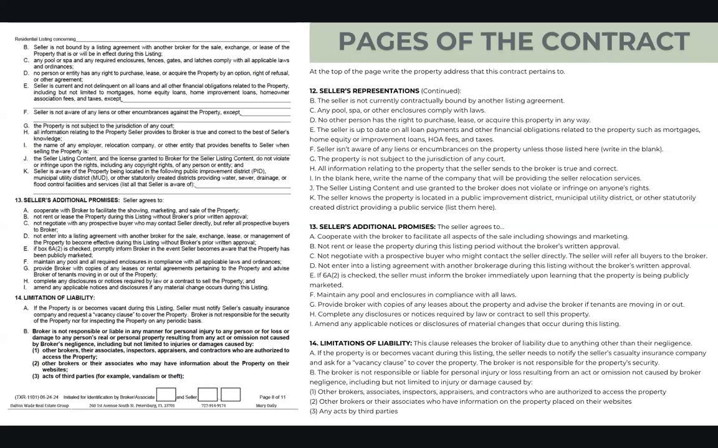If the property is or becomes vacant during this listing, the seller needs to notify the seller's casualty insurance company and ask for a vacancy clause to cover the property. The broker is not responsible for the property's security. The broker is not liable for personal injury or loss resulting from an act or omission not caused by the broker. Other brokers, associates, and inspectors, appraisers, and contractors who are authorized to access the property, and other brokers and their associates who have information on the property placed on their website.